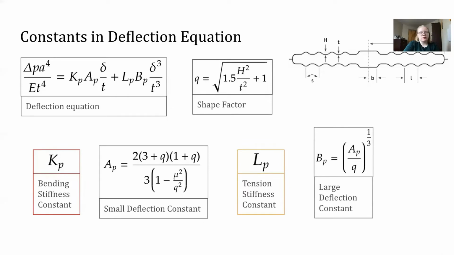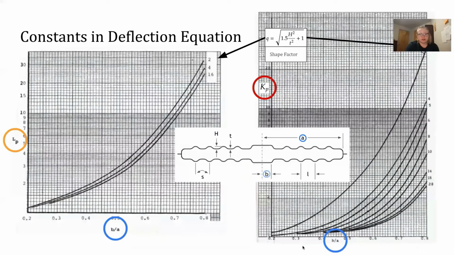All of the sources we have found have stated that the additional two constants, LP and KP, used to derive the deflection of the diaphragm are taken from graphs or tabulated data. These graphs show that as the ratio between A and B increases, both LP and KP increase for a section of shape factors, shown as families of curves on each of these graphs.